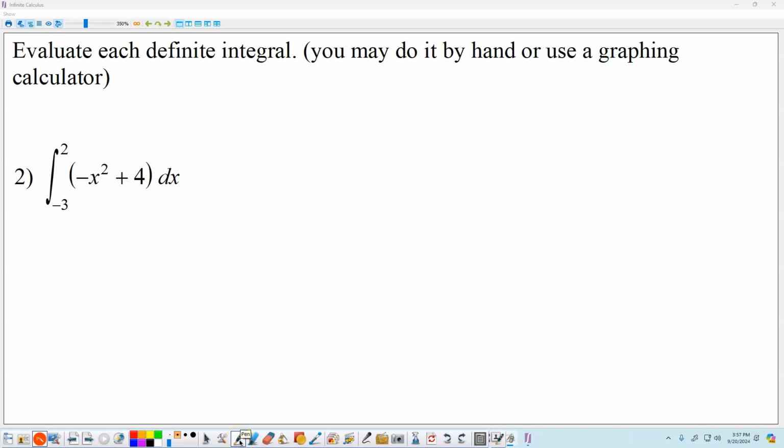It says you may use a graphing calculator or you can do this one by hand. I'll do it both ways, and you guys can do it either way you prefer on the day of the quiz. So let's go ahead and start by doing it by hand first. First we're going to go ahead and integrate. We're going to add 1 to our power and divide by that value.